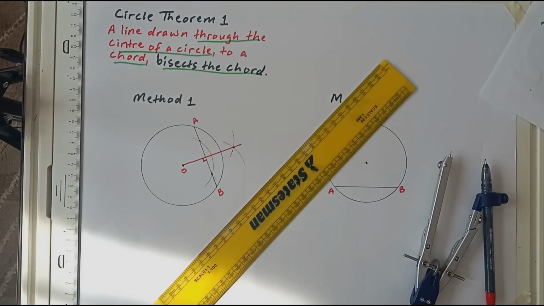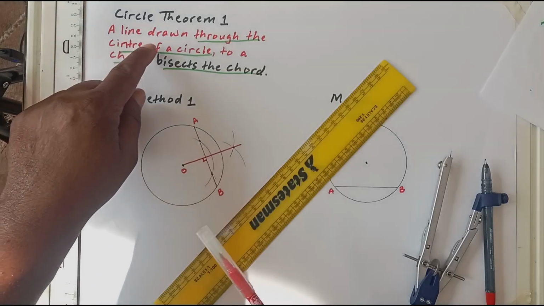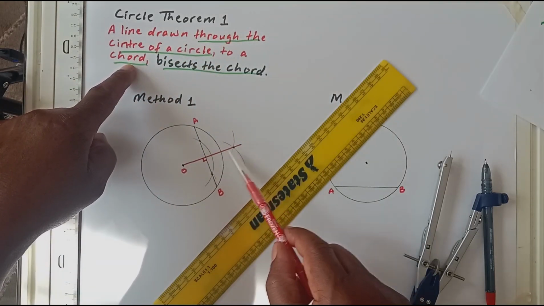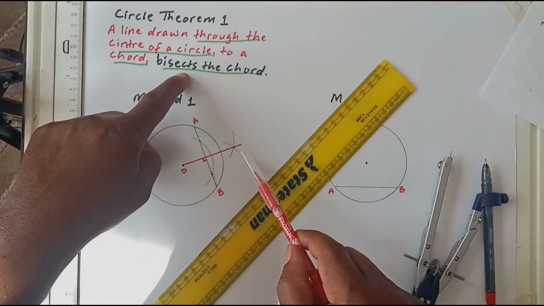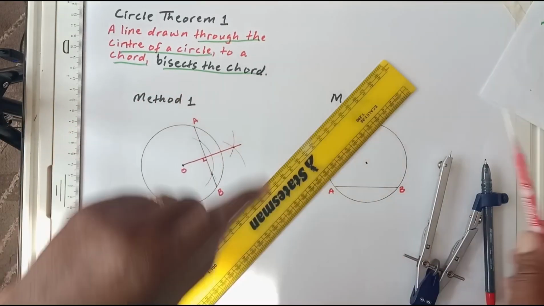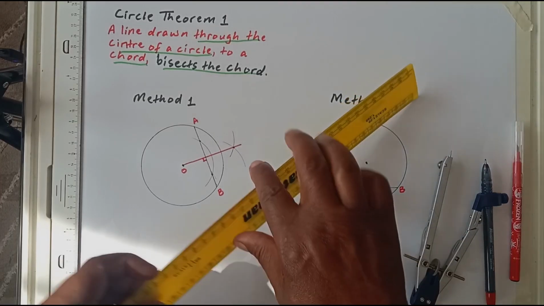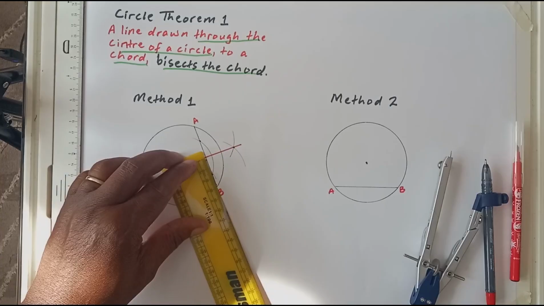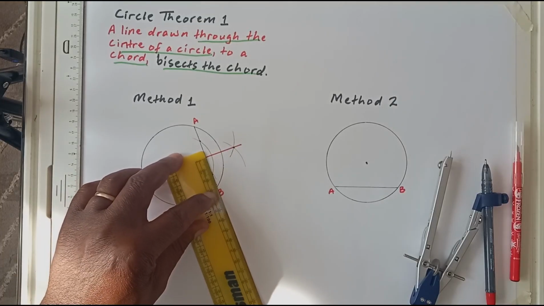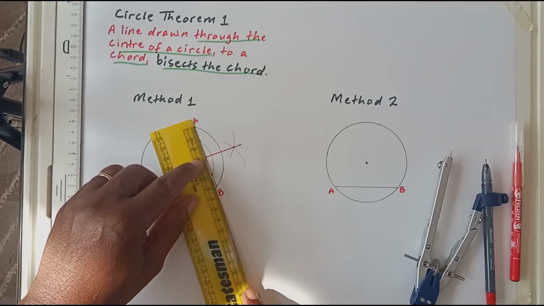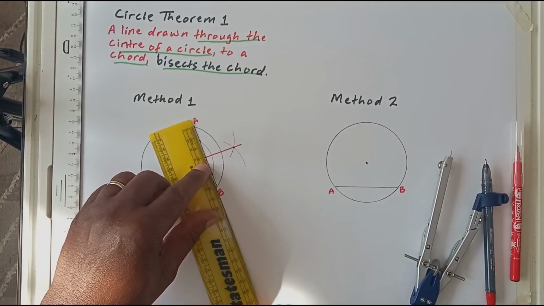Now we have to check. What we have done here is to draw a line through the center of a circle to the chord, which is this red line. Now, does it bisect the chord? The letters in black. We can check with dividers or even with a ruler. If I put a ruler here, then I can see that it's about 3 centimeters. And here it's also 3 centimeters.